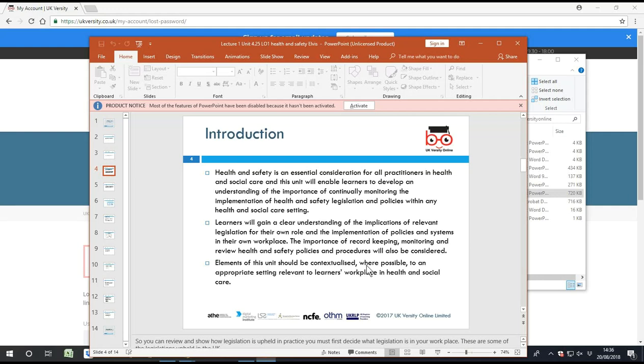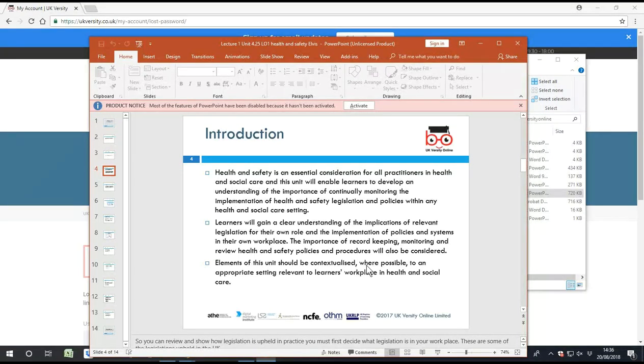At the end of this module, learners will gain a clear understanding of the implication of relevant legislation for their own role in the implementation of policies and systems in their workplace. Here, the importance of record keeping, monitoring, review of health and safety policies and procedures will also be considered. Elements of this unit should be contextualized where possible to an appropriate setting relevant to learners' workplace in the health and social care sector.